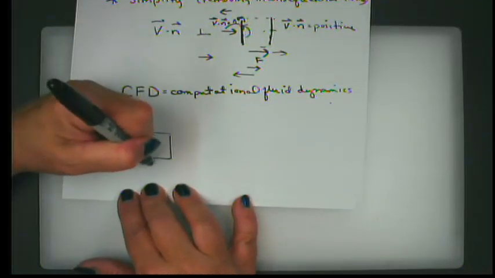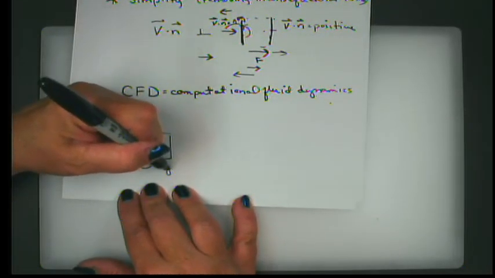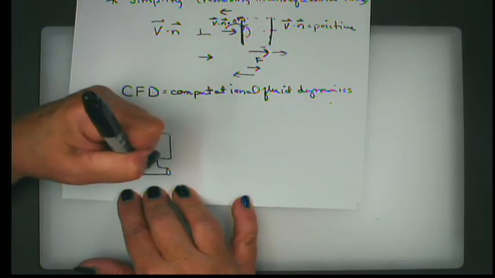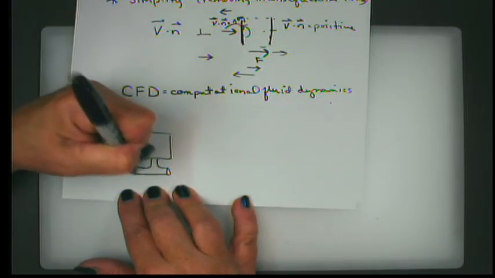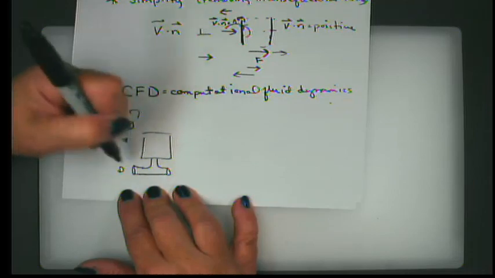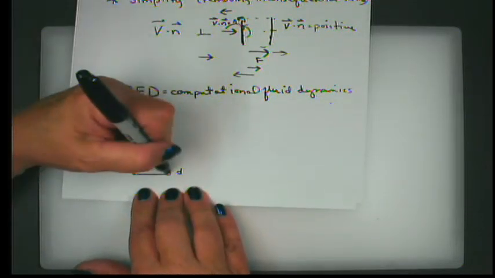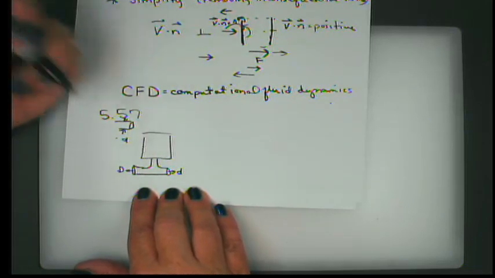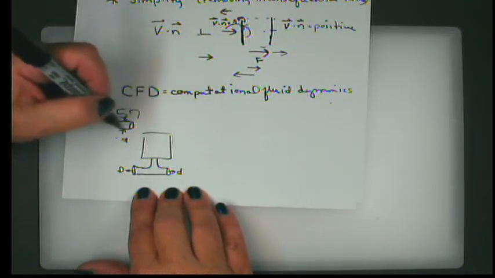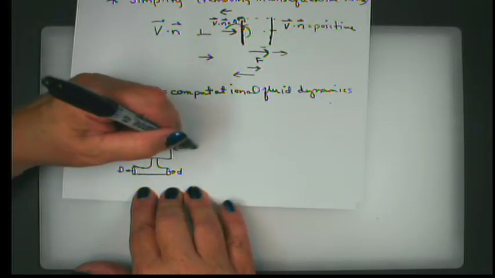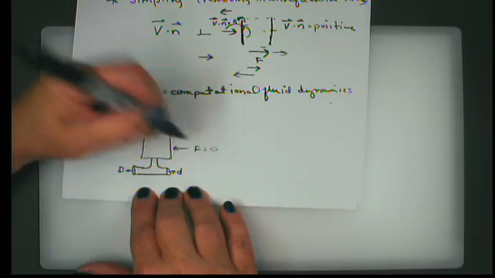At the bottom of the tank, 2 spigots. Sorry, this is kind of weird. I didn't draw that very well, but this is diameter big D, diameter little d, so this and this are the same. Water coming out here, water coming out here, and a force here, which we would like to be equal to 0.